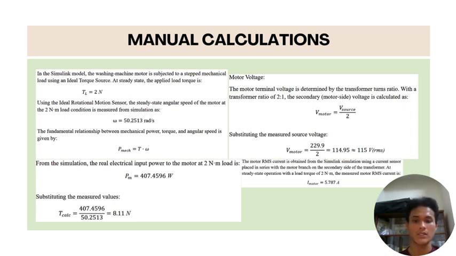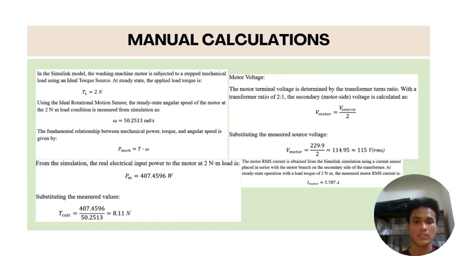The fundamental relationship between mechanical power, torque, and angular speed is given by P equals tau omega. From the simulation, the real electrical input power to the motor at 2 Nm is 407.4596 watts. Substituting the measured values, we have torque to be 8.11 Newton meter.